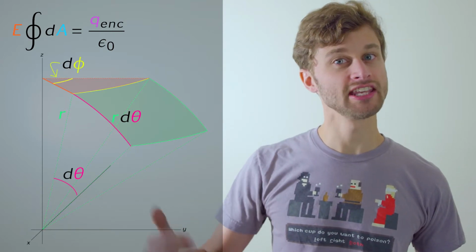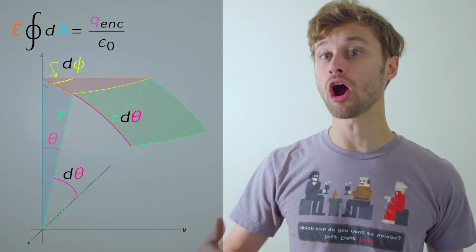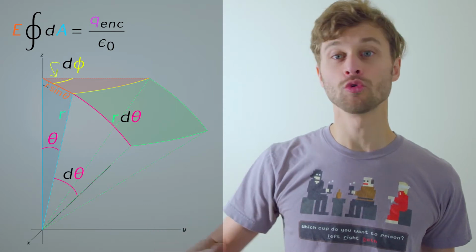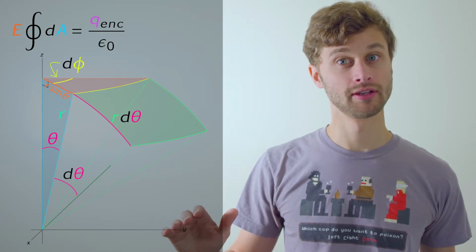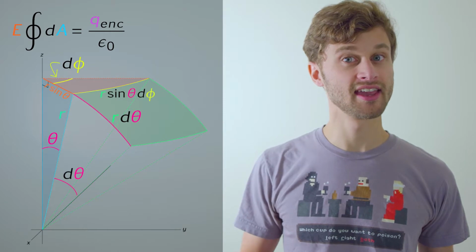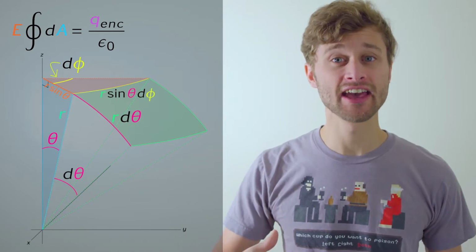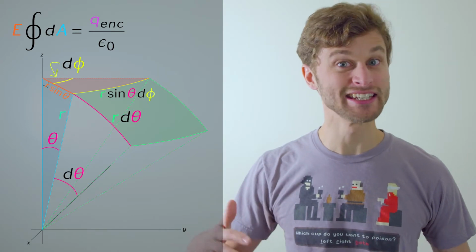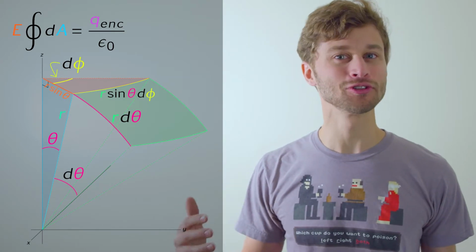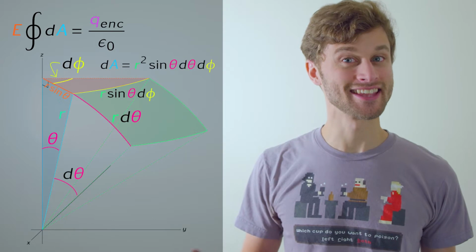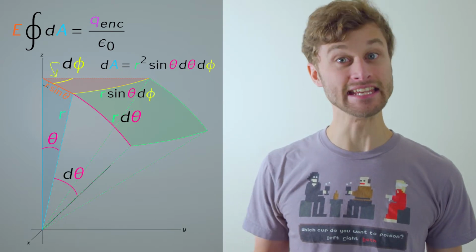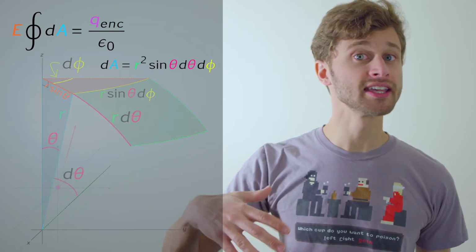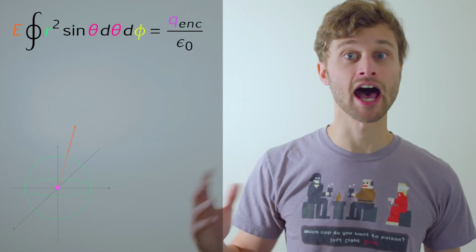Now that projection onto the xy plane, we found that to be r sine theta. So this whole arc length now is r sine theta d phi. Putting that all together, multiplying our two arc lengths together to get one surface area element, dA, we find that that is equal to r squared sine theta d theta d phi. Now we can take this, plug it into our integral, and integrate over the entire sphere.